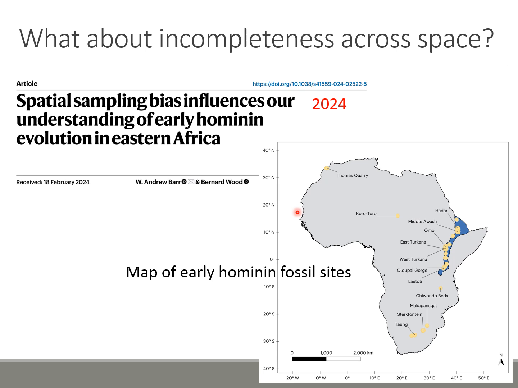I go into why this is in a future lecture, but obviously sites are not randomly distributed across the African continent. And so this paper focused on Eastern Africa here, and asked: with all the hominin sites being concentrated here, does that bias what we know about hominins, let's say their ecology?